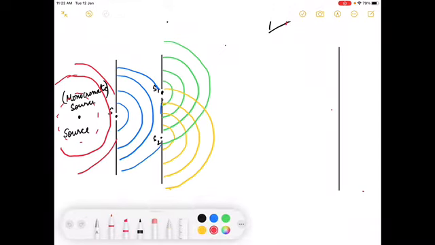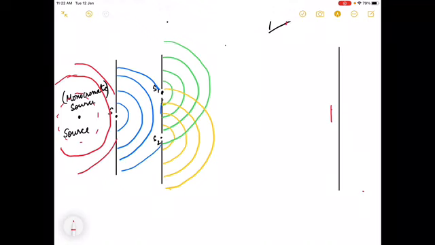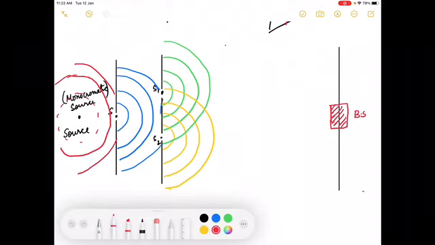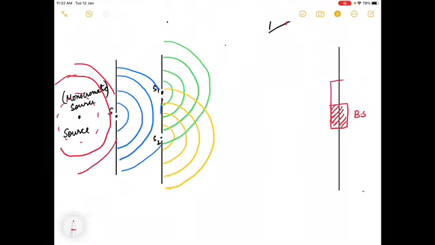At the screen, at the center, we will see a bright spot. So we actually say this is your bright fringe. For the time being I'll just say it is a bright spot, but actually it's a fringe. So you will see a bright spot, yes or no? After the bright spot, what will happen? You will see a dark spot, on both directions.